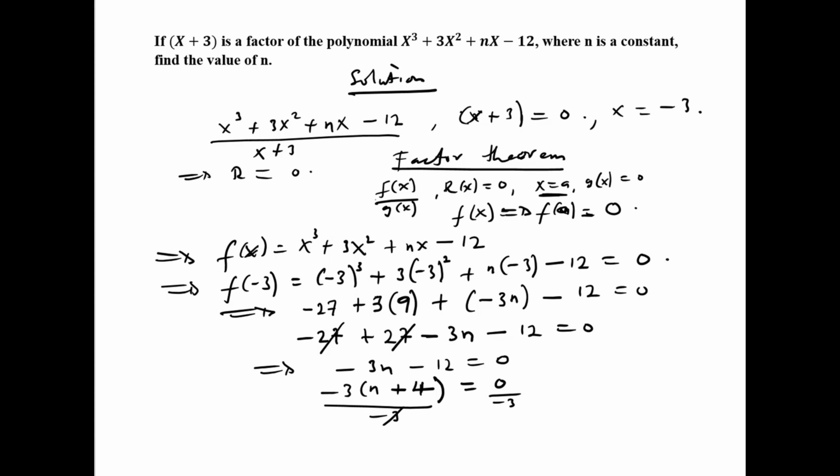So this will cancel this. You now have n plus 4 is equal to 0, because 0 divided by minus 3 will be 0. So finally our n will be equal to minus 4. All right, so that's our final answer. n is equal to minus 4. So that gives us the solution to this problem.